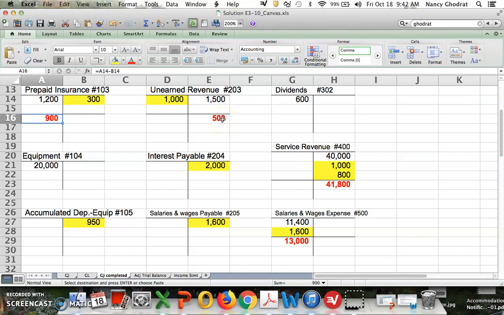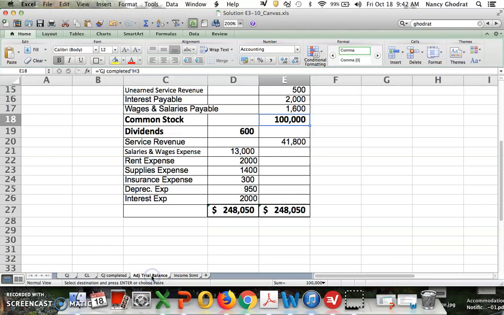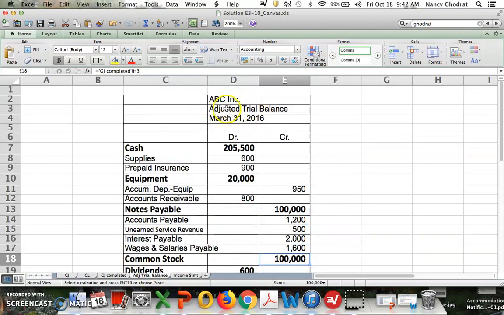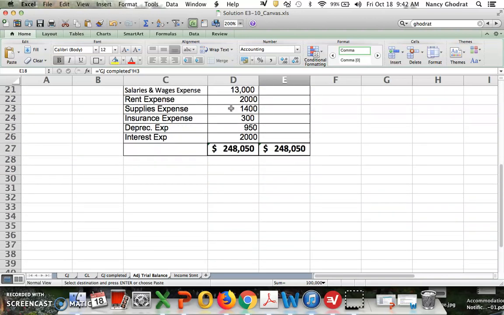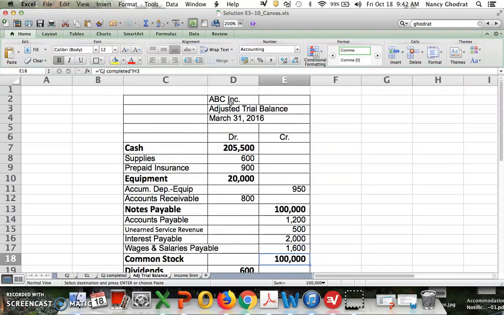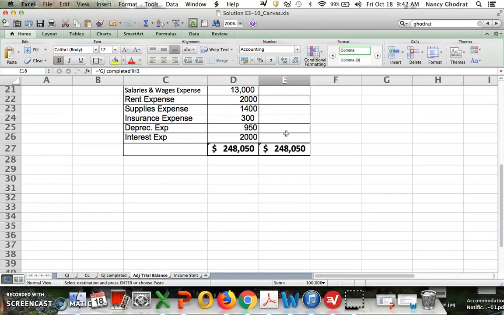The next step in our accounting cycle is to prepare an adjusted trial balance. Now, what is an adjusted trial balance? An adjusted trial balance is a report that we prepare just for internal use to see if all the accounts that we debited during January, February, and March would equal all the accounts that were credited. So where do we get the data?